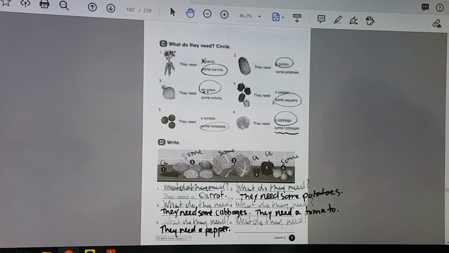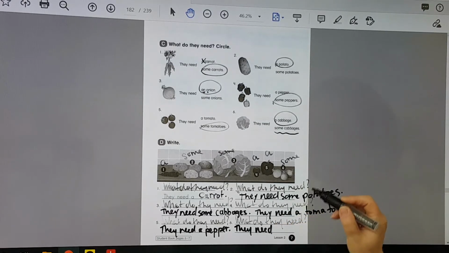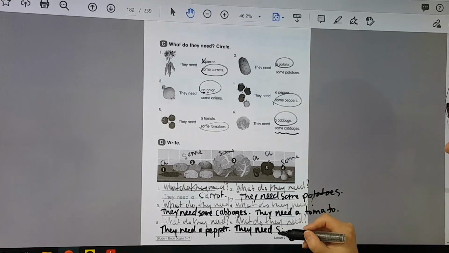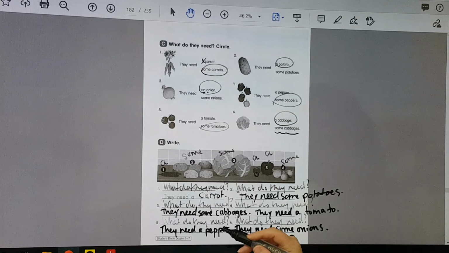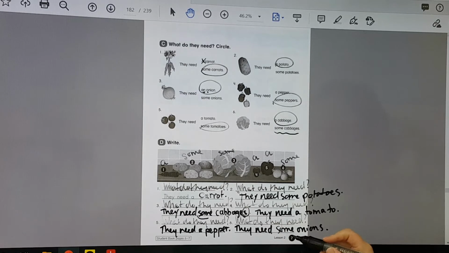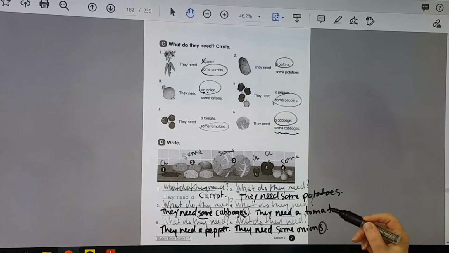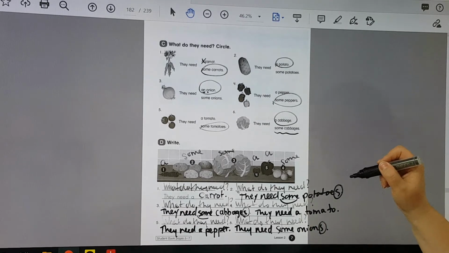And number 6, what do they need? They need some onions. Very important when we use the word some, notice it's some cabbages. They need some onions. They need some potatoes. So we always have to put the S on the end to show that it's more than one.